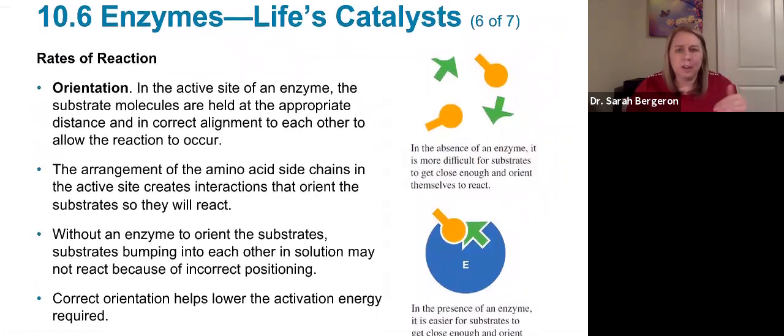So here's our summary of how this works. Orientation. This is where those substrates have to be in the right orientation. If they're just floating around in solution, well, randomly they might bump into each other, but that's going to happen pretty rarely. But if you have an enzyme that is going to bind to those substrates in a particular conformation, it's going to hold them in an orientation such that here's the change that's going to have to happen. And it orients them perfectly. And so that arrangement of the amino acid side chains in the active site will create interactions that orient our substrates. So now that they're oriented properly, now we can lower that activation energy and catalyze the reaction.